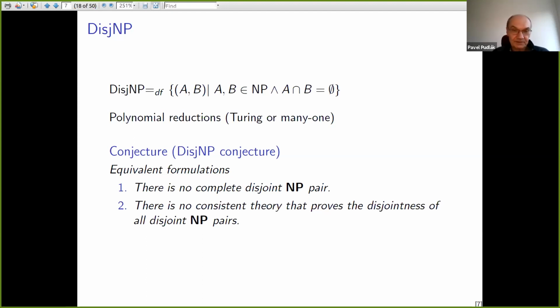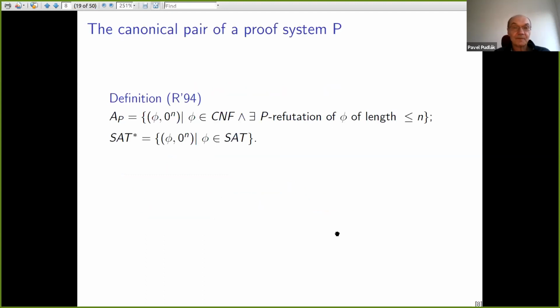I mean, you're still not able to prove it in the theory. All right, so how these conjectures are connected. To show that they are connected, one can use the very important concept of canonical pairs of proof systems.